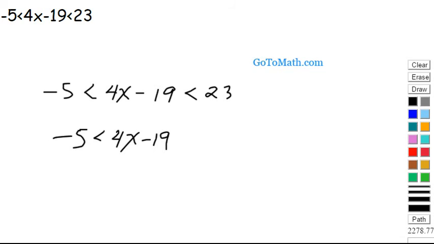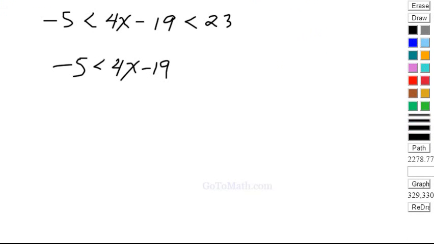And we'll do this side first. What are we going to do? Alright, let's take a look at this here. We got this negative 19. We'll take it over to the other side. So we have negative 5 plus 19 is less than 4x. Okay. So what do we got going on here? Let's see. What is that going to be?